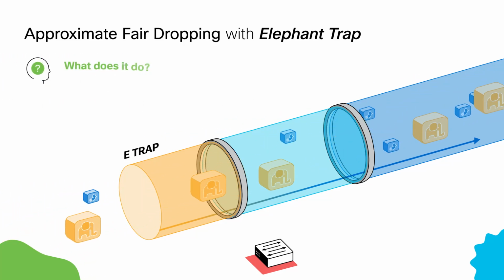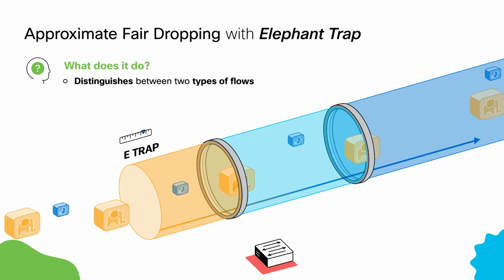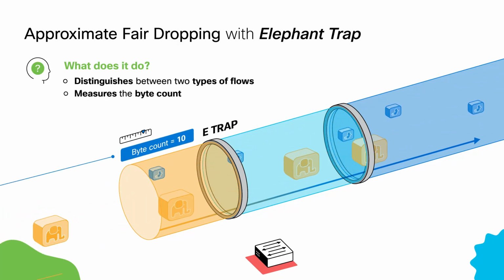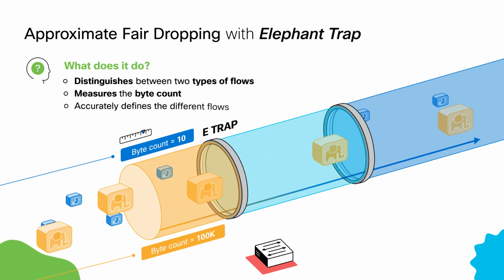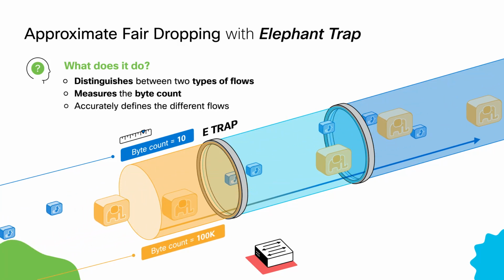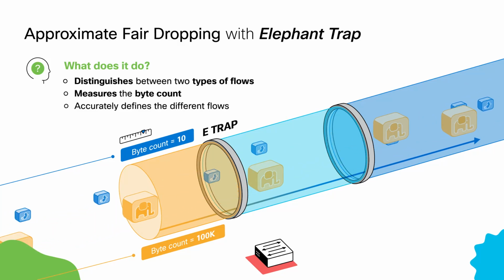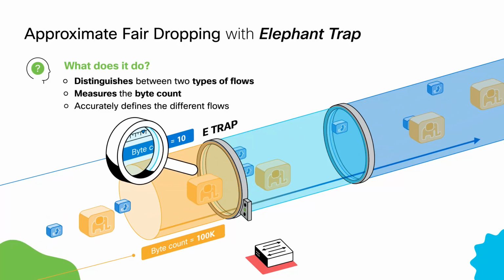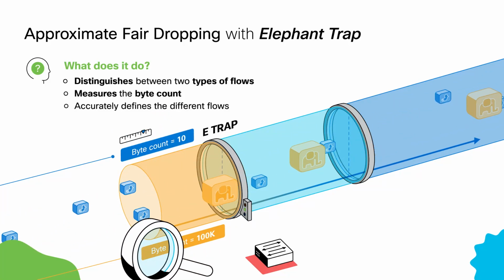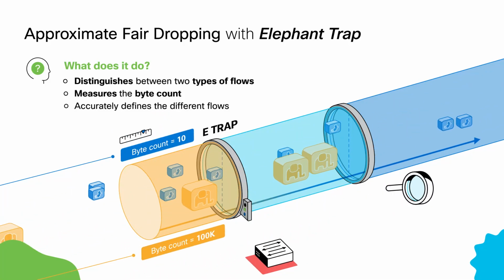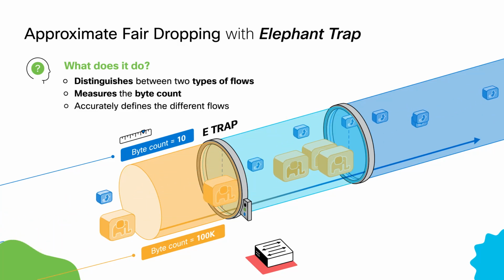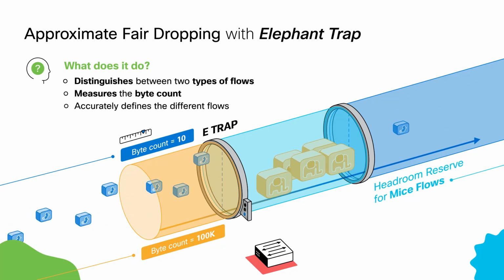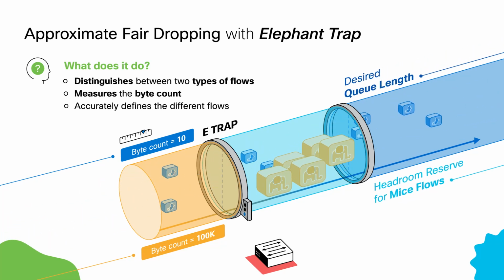The switch will need to use different parameters to be able to distinguish these two types of flows, such as 5-tuple, and measure also the byte count of the packets to be able to define the flows very accurately. This is what E-trap does at the ingress interface. It's going also to compare the flows against a threshold that you have to define. So if the flow has a byte count lower than the threshold, it is considered a tiny, cute little mouse, whereas if it exceeds the threshold, it gets classified as an elephant.